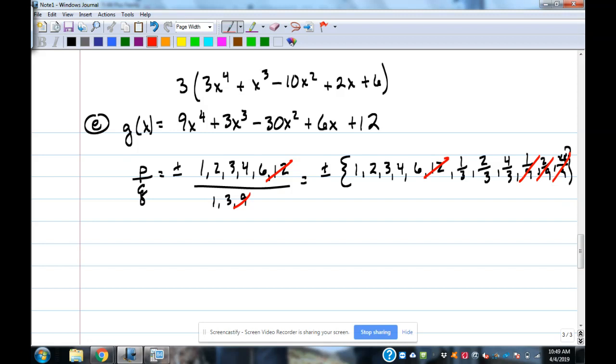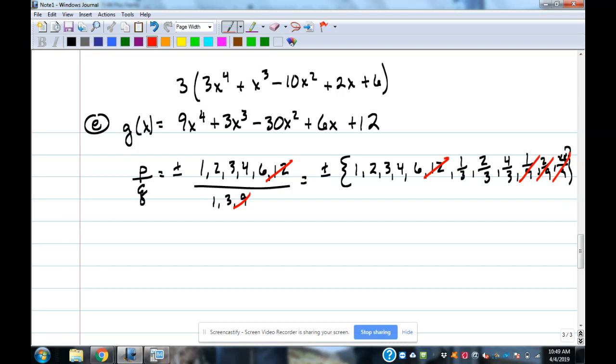So it would narrow it down a little further. On the P over Q list would be much shorter there because we factored out that GCF at the beginning. Okay, it's not going to mess you up if you forget to do that, unless the problem asks you for the P over Q list only.